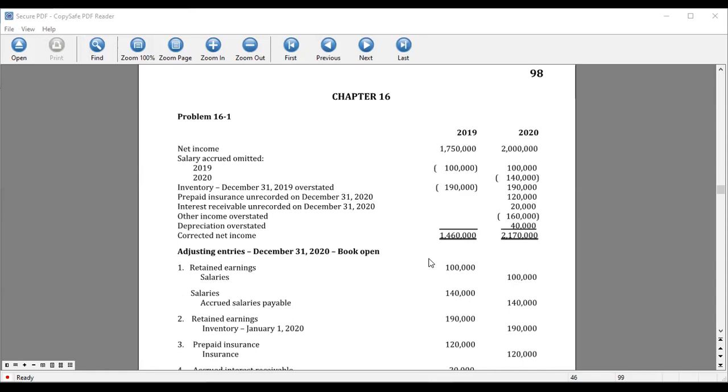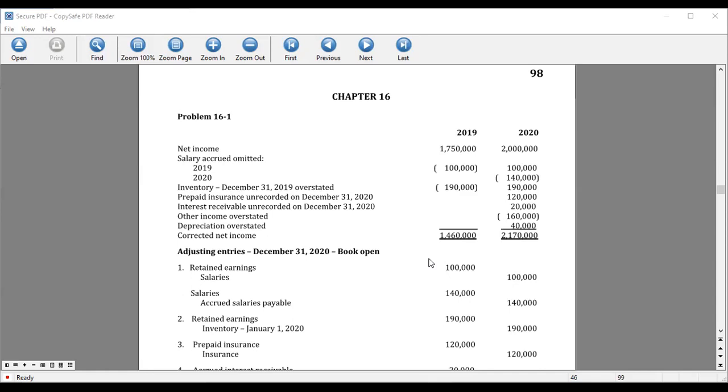So in other words, the 2020 salaries included 100,000. And so the expenses, specifically salaries, total was overstated. Therefore, net income was understated. So we have to add back. Then salary in 2020, again deduct 140,000 and add it to 2021 net income. The inventory on December 31, 2019 was overstated.